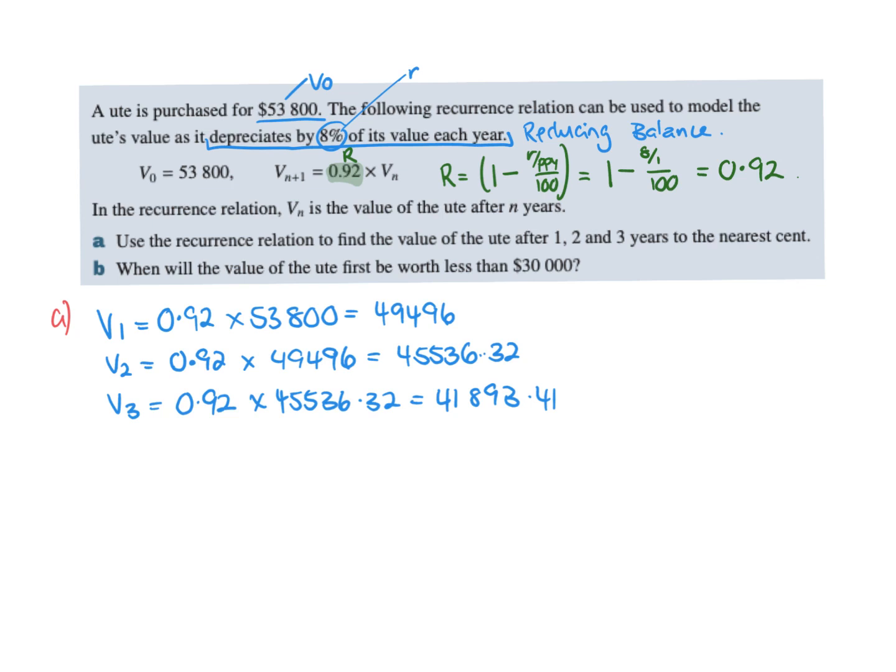So you can just keep popping it in your calculator like what we did before. And when you do that, if you keep going down recursively, you'll find that V8 was 27,611, and that was the first time it dropped under 30,000. So we write therefore after 8 years.